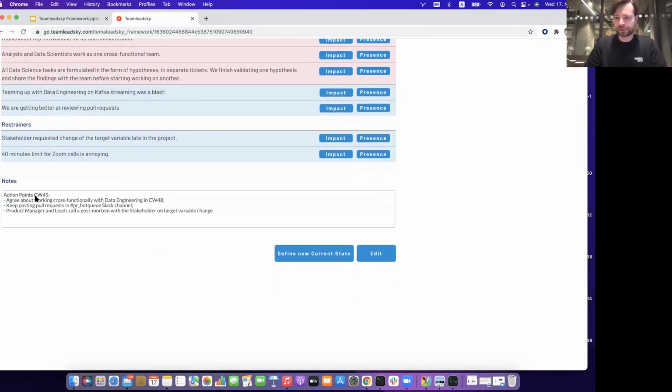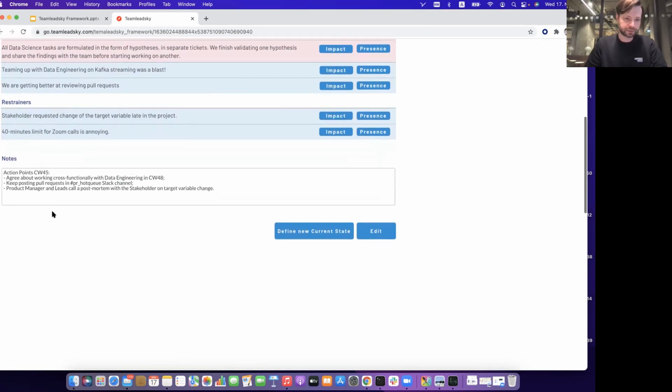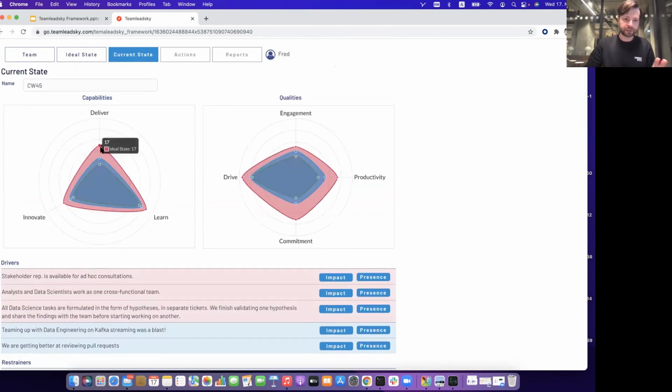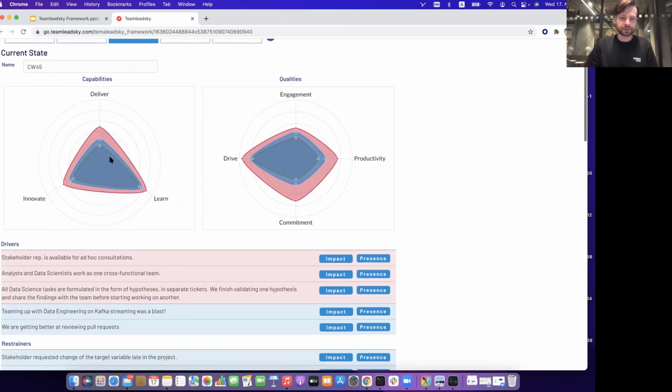So they discussed the situation and they summarized some action points that they want to act upon. So they want to continue the collaboration with data engineering, which is working out well. And also they want to continue on the other topics here. And also they want to clarify what led the stakeholders to change their mind about the target variable and to avoid those situations in the future. So as you can see, you can have very good, constructive and concrete discussions with the team based on this information.